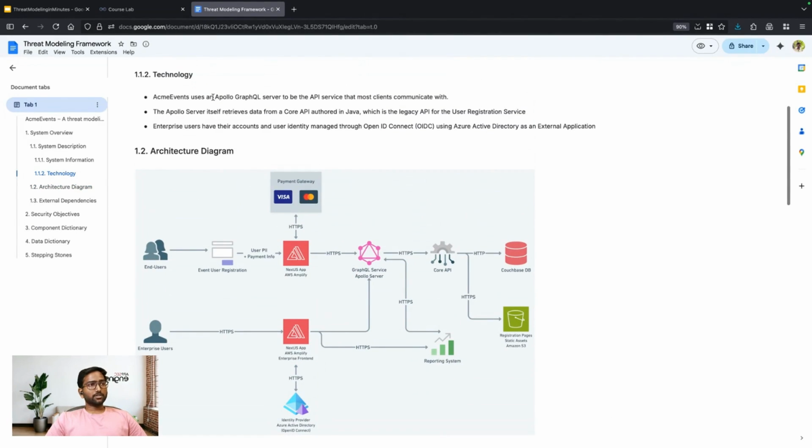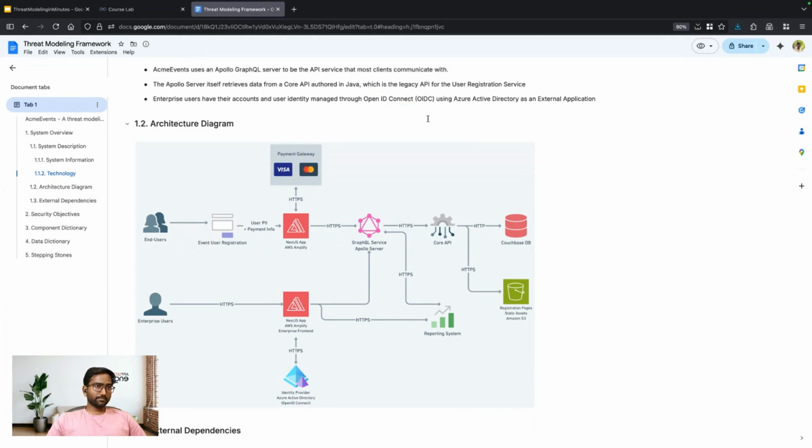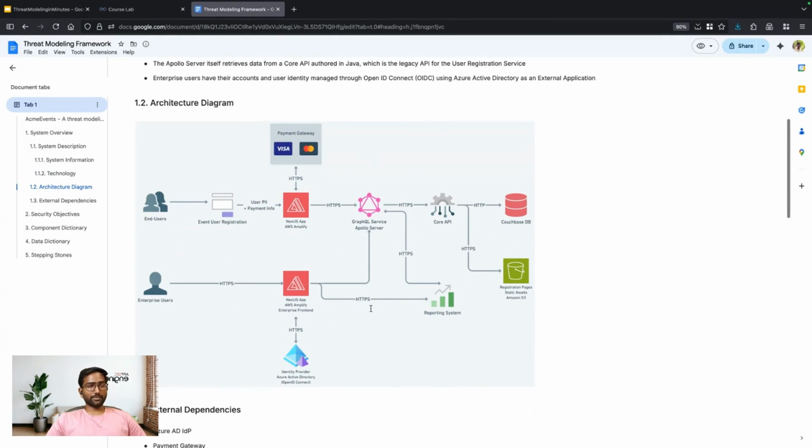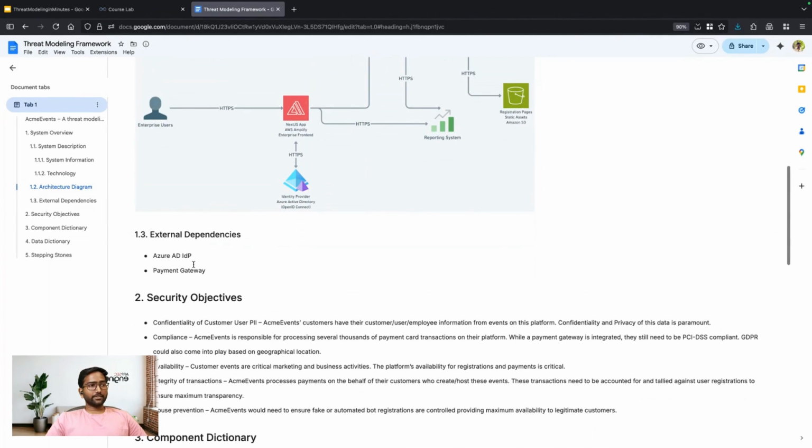And as far as the tech stack goes, like I said, it's an Apollo GraphQL server that is the core API, authored in Java, and the API for the user registration service is a legacy service. So we might have to take a look at what that legacy API is going to be. And we have OIDC. So by and large, this is the architecture of the application, and we're trying to figure out where the application talks to external entities and where data is flowing through the application that could potentially be bad. So external dependencies that we found were the Azure Active Directory and the payment gateway.